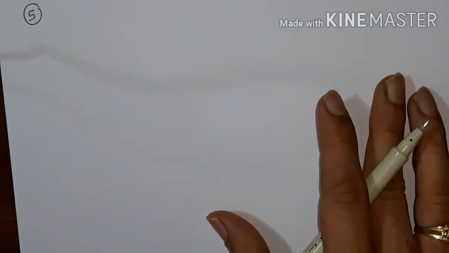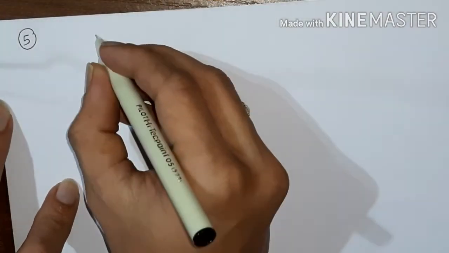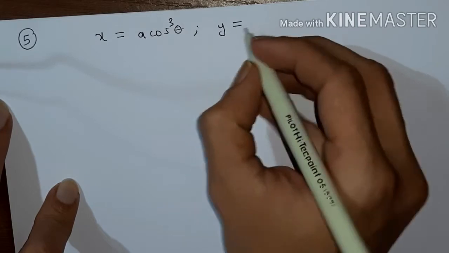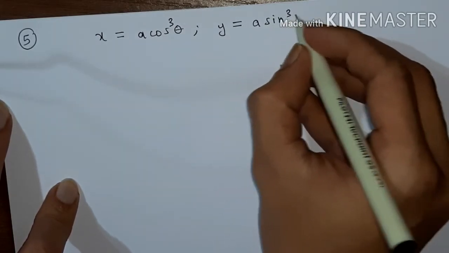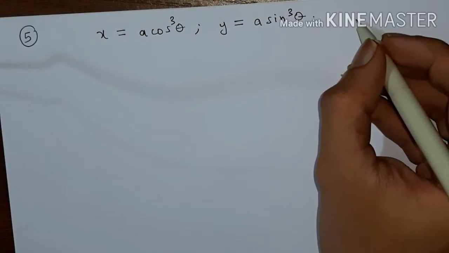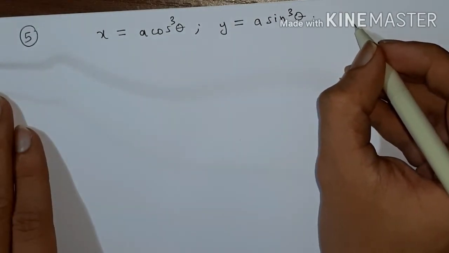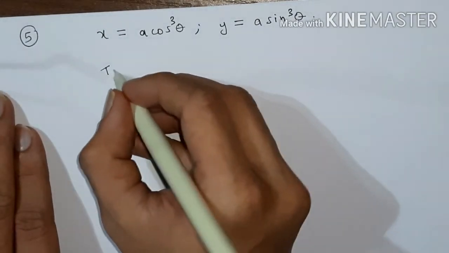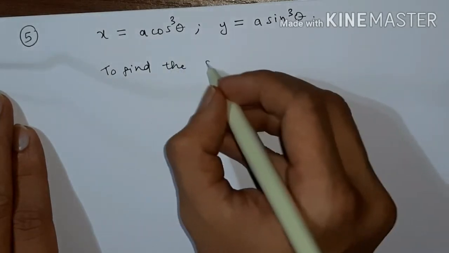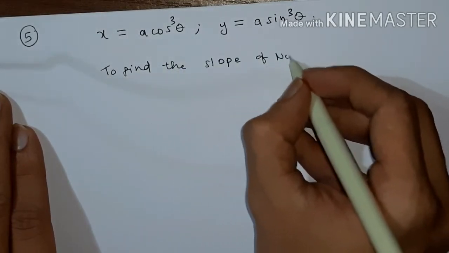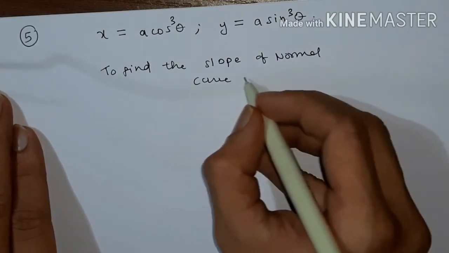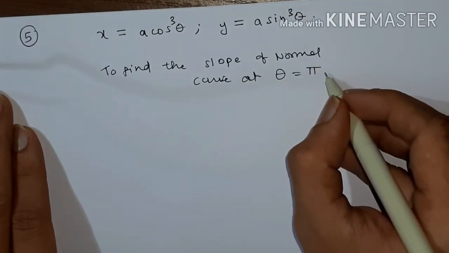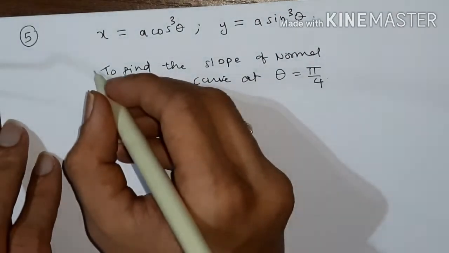Here you can see that you are given two functions, x equal to a cos cube theta and y equal to a sin cube theta. This is given to you, and we have to find the slope of the normal curve at theta equal to pi by 4. This is what we have to find.